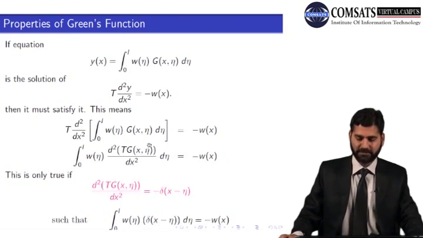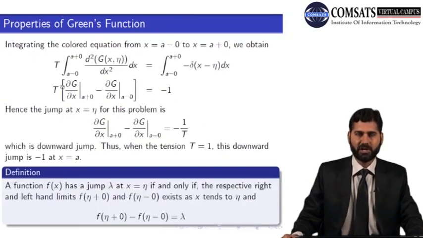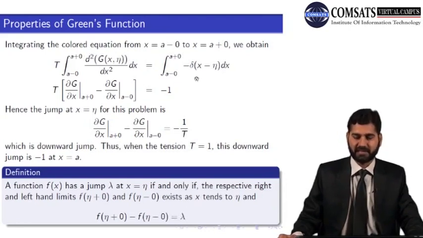Alright, so here this thing should be equal to delta x minus eta with the minus sign. So if we integrate this colored equation, this red equation, because we are having the second derivative of Green's function, let's integrate it. If we integrate from a minus 0 to a plus 0 at this point a, we obtain, T was constant, brought it out, the integral of the second derivative of g x eta d eta. So we are integrating from a minus 0 to a plus 0, which is given by this one, because the right hand side is delta x minus eta of the equation.